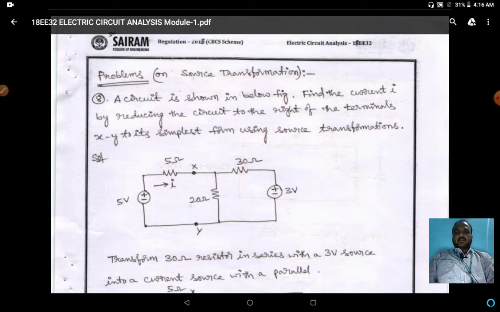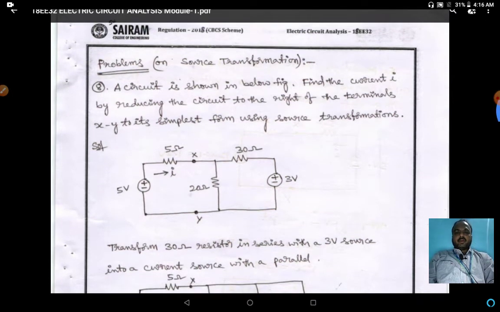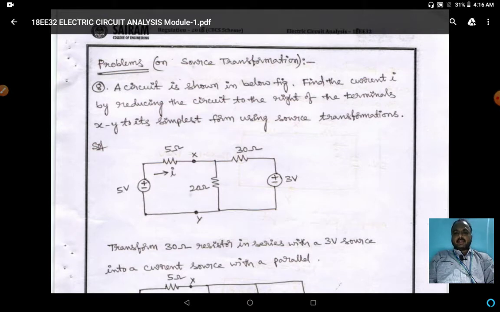In this video, we'll see problems based on the source transformation technique. The problem: a circuit is shown in the figure below. Find the current I by reducing the circuit to the right of the terminals XY to its simplest form using source transformation.